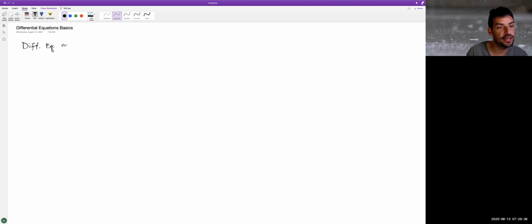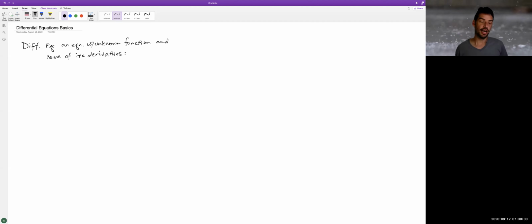This is just an equation with an unknown function and some of its derivatives. This is a pretty untechnical definition. Some of its derivatives. We'll even find sometimes the function itself might not appear in the equation, just the derivatives of the function, though often it is there.